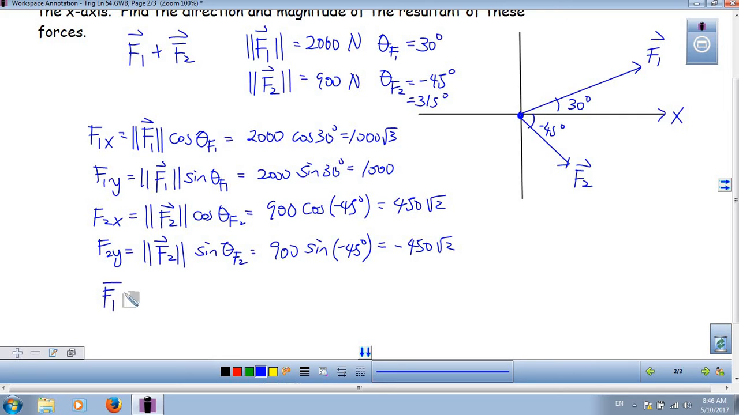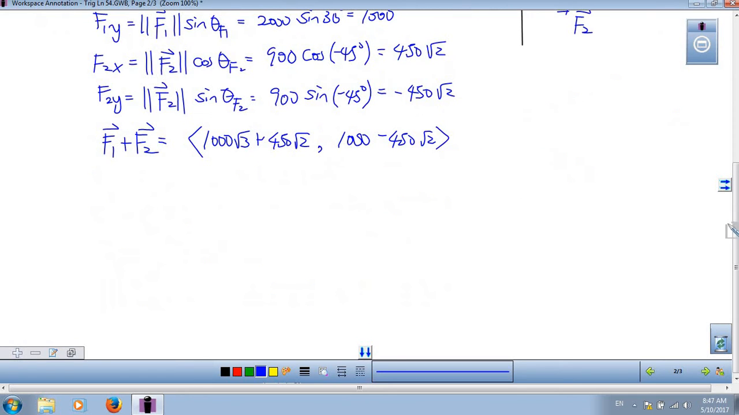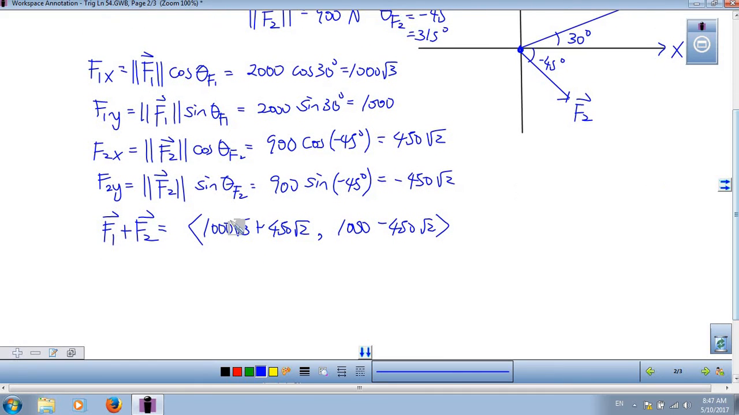So F1 plus F2 would be equal to 1000 square root 3 plus 450 square root 2 for the x component. The y component will be a little bit less. The y component will be 1000 plus, or I should say minus, 450 square root 2. Alright, so those are the resultant vectors in component form. Let's go and find its angle and magnitude.